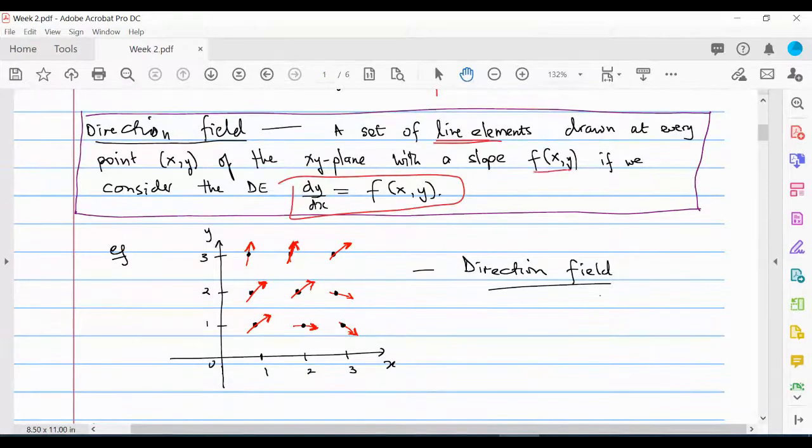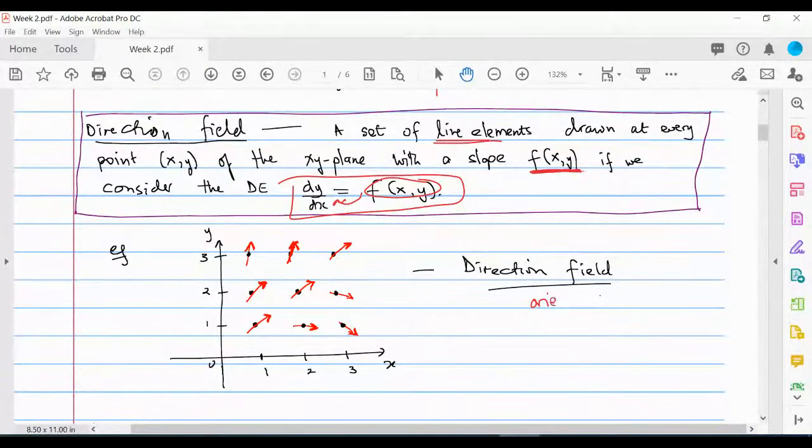Okay, if we are talking of f of x, y, f of x, y is representing the derivative. The derivative represents the slope. That's why we can call these direction fields or direction slopes. The direction is just telling you the orientation of the derivative. Is it horizontal? Is it vertical? Is it slanting? So we will have the orientation.